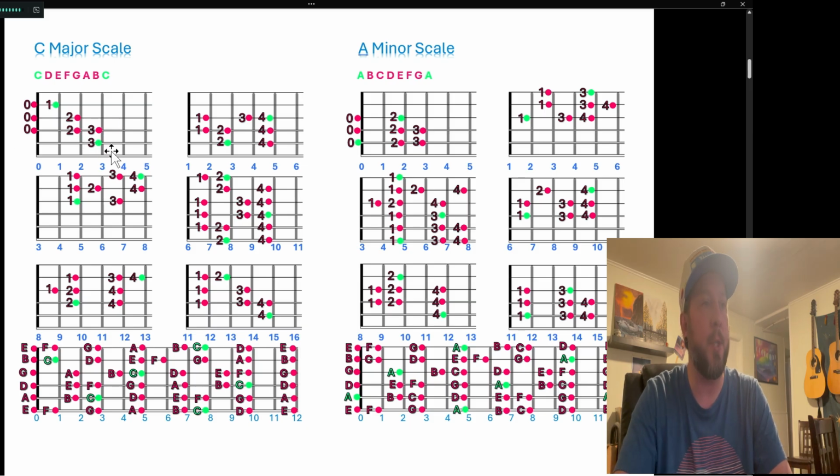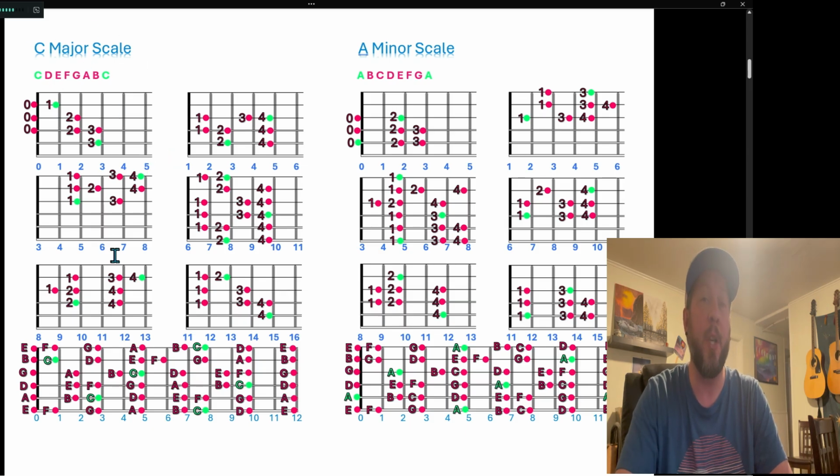And then, of course, you want to say the finger numbers first. So you're going to say 3, open, 2, 3, open, 2, open, 1. And then reverse it: 1, open, 2, open, 3, 2, open, 3. Okay? Now on this here, this is a C major scale.